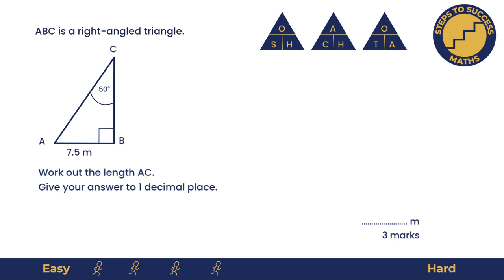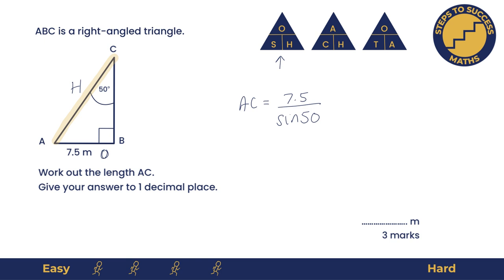Okay, so the length AC is the hypotenuse, it's opposite the right angle. The length AB, or 7.5, is the opposite. It's opposite the angle. So we want one with opposite and hypotenuse in it. So that's going to be this one, the sine one. Now we're trying to find the hypotenuse. So that's O over S. So we've got opposite, 7.5, divided by sine 50 is equal to AC.